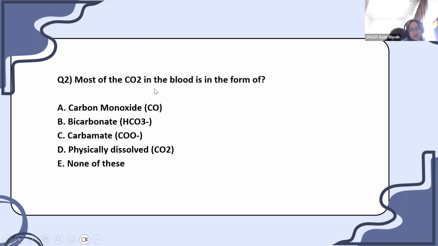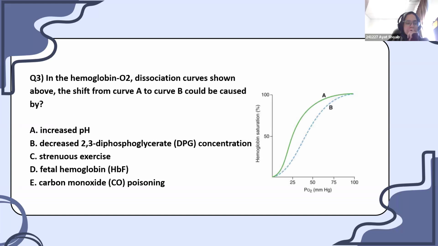Okay. Most of the CO2 in the blood is in the form of what? Carbon monoxide, bicarbonate, carbamate, physically dissolved, or none of these. Okay, there's one B. So it is B. I stressed over this too much. Guys, remember, most of the CO2 in the blood is in the form of bicarbonate, please.